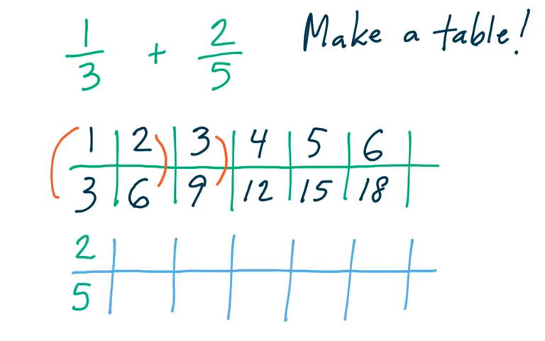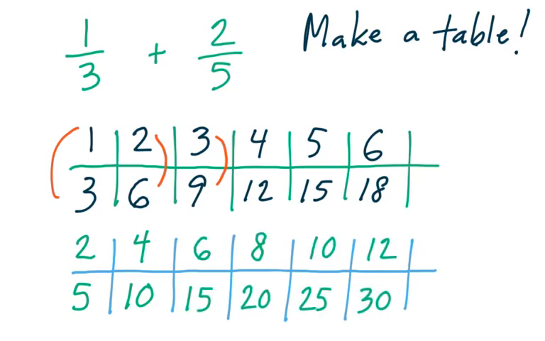Now we're going to make a table for 2/5 to find the first 5 fractions that are equivalent to 2/5. Remember, to do this, we count by the multiples of 2 on the top, so 2, 4, and then the multiples of 5 on the bottom, so 5, 10. Pause the video now and see if you can do the rest of the multiples of 2 and 5. Let's see if you did it right. Here are the multiples of 2 and 5 to make the first 5 fractions equivalent to 2/5.